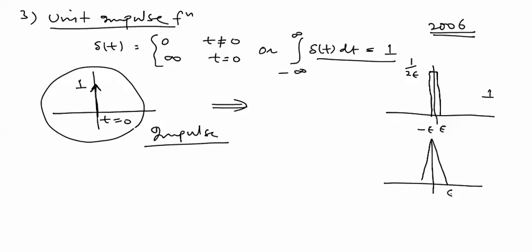If it is triangular, with this much duration, then for a triangular pulse of this much duration the height may be found from half into epsilon into x equals to 1. So x may be 2 by epsilon. The height of this is 2 by epsilon.